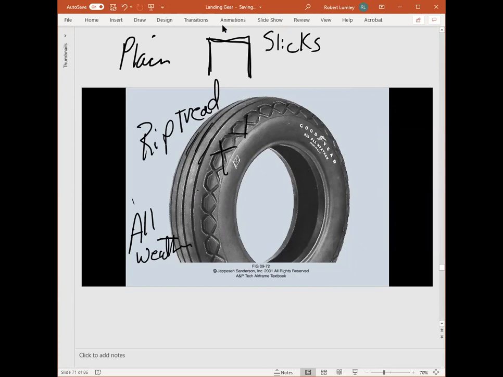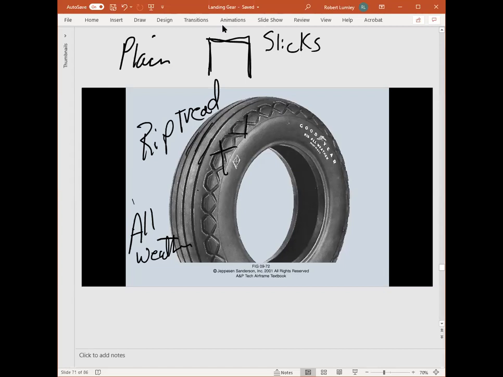Now, if you drive around in your normal car on normal roads with slicks, it's going to be really slick. You're going to do what's called hydroplaning, because the roads are not smooth, right? We have rocks, we have debris, and any water that gets there, we're going to hydroplane, where we're actually floating, not gripping on top of the water. Okay? All right.